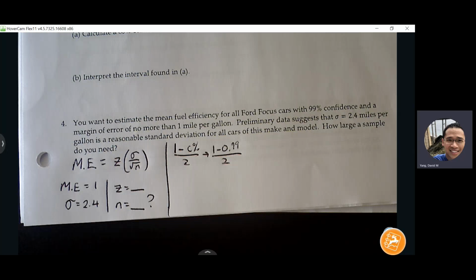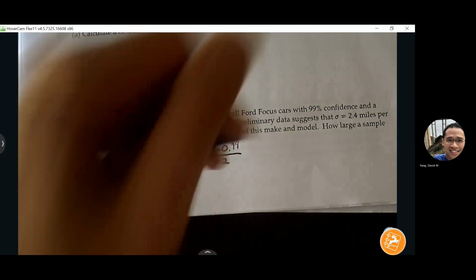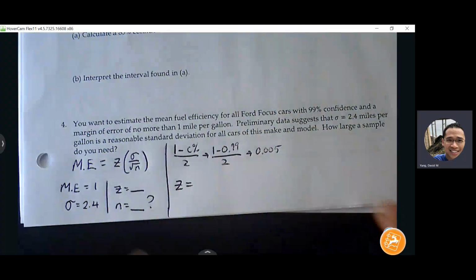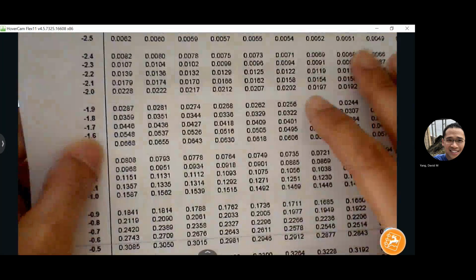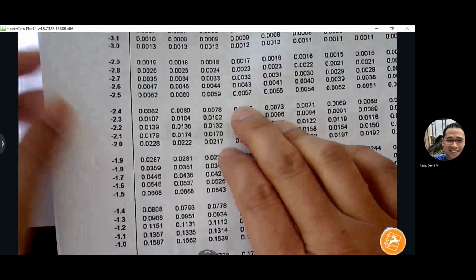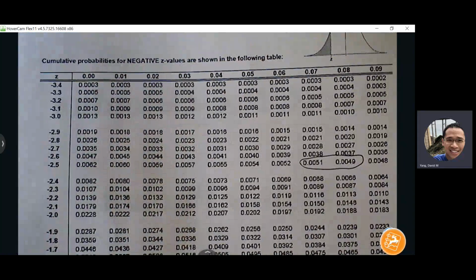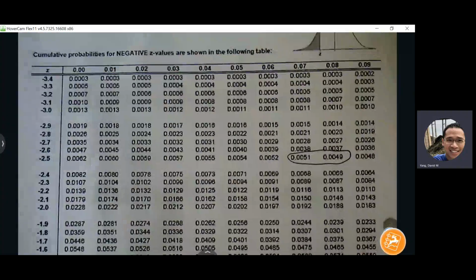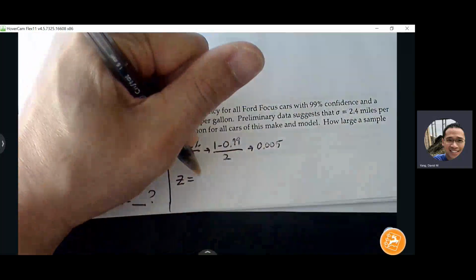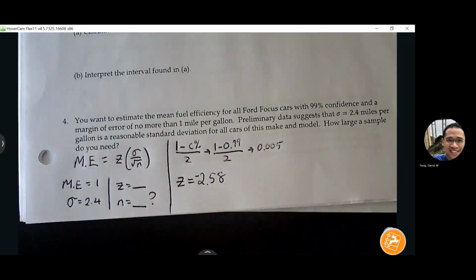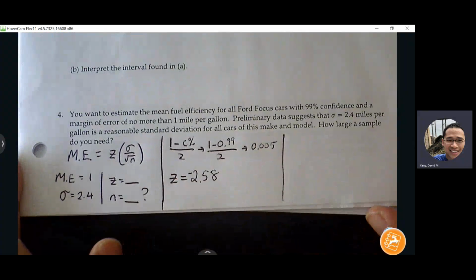Which is 0.005. Okay, let's find the corresponding z-score from that probability. Either one here, negative 2.57 or 2.58. I think I chose 2.58. Okay, so let's insert this into our formula here.